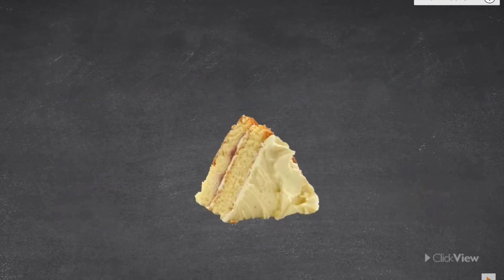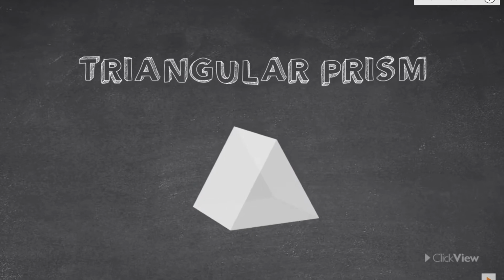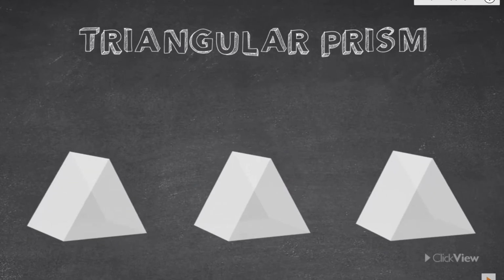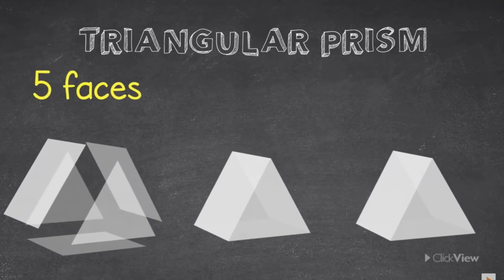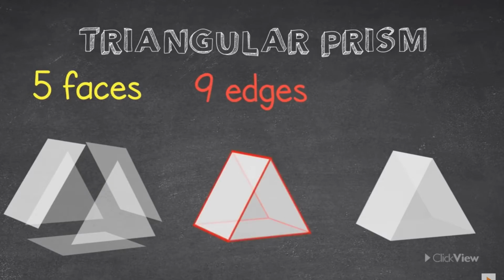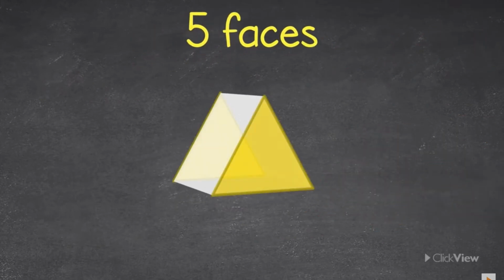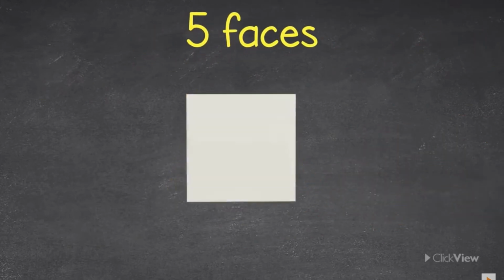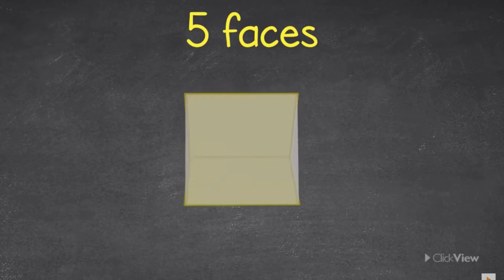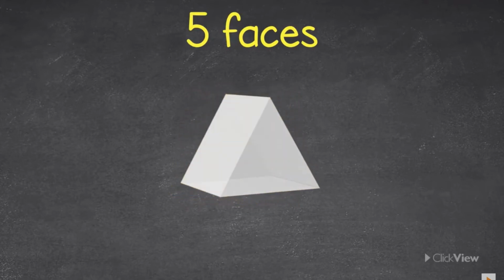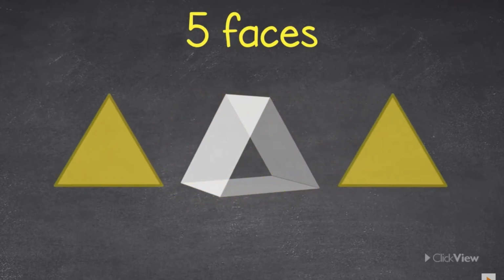This shape is a triangular prism. A triangular prism has 5 faces, 9 edges, and 6 corners. Triangular prisms have 2 faces that are triangles and 3 faces that are rectangles. The 2 triangle faces are always the same size.